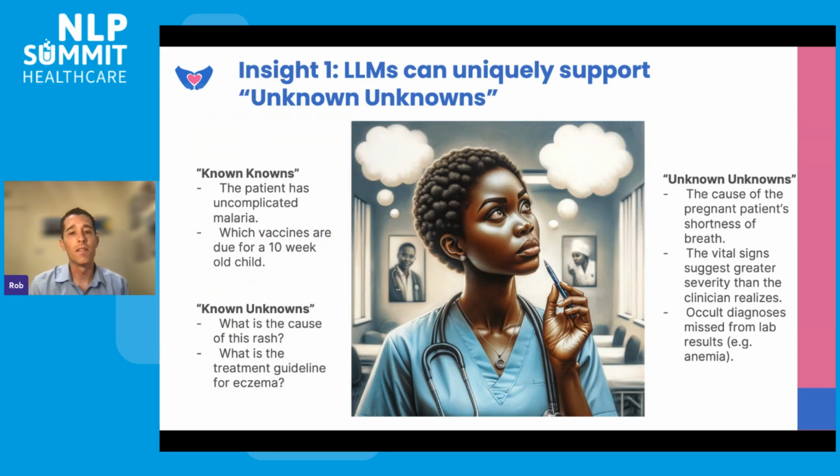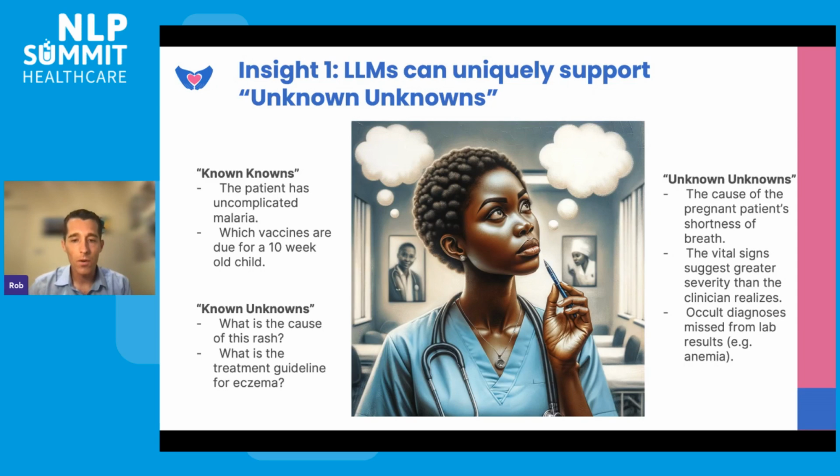That leads me to the first of 3 insights that I want to share with you about what this looks like in implementation. The first is that large language model clinical decision support can uniquely support unknown unknowns. You may have heard of the Rumsfeld framework, which divides what we understand in the clinical space into known knowns. A great example for our practice setting is a patient with fever and joint pain and a positive malaria test. Our clinicians know that the patient has uncomplicated malaria, or a child who comes for a 10-week vaccine appointment, and they know which vaccines are due.